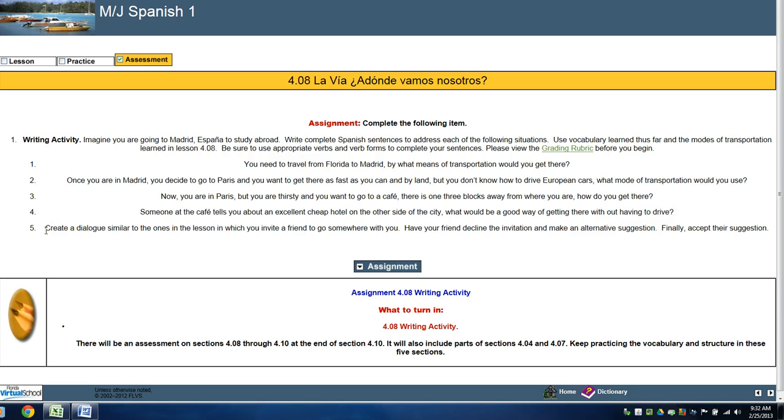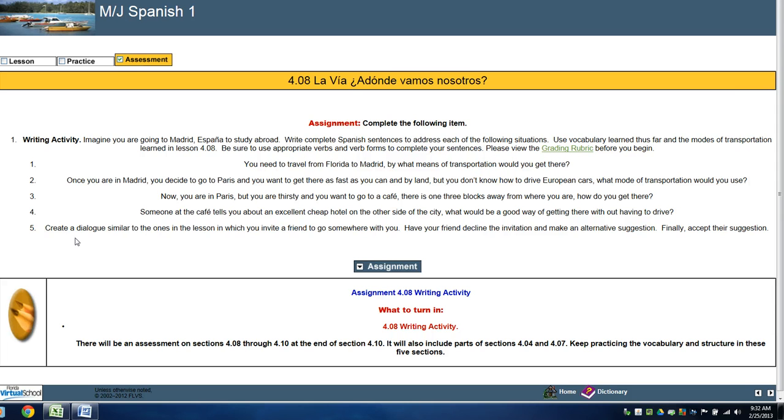The last one, again, it's a little complicated, multiple steps, so don't panic. You're going to create a dialogue similar to the ones you saw in the lesson. That is the key, in which you invite a friend to go somewhere with you. Your friend's going to decline and ask you to go somewhere else, and you're going to accept their suggestion. So make sure you have all of those parts to that question, okay?